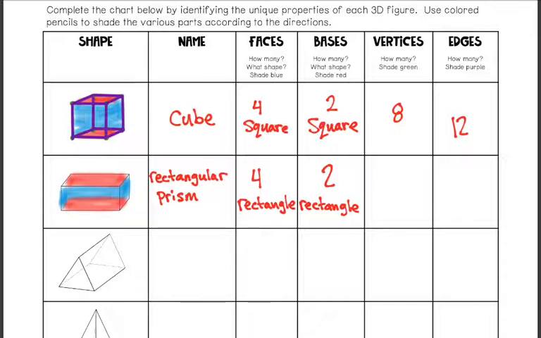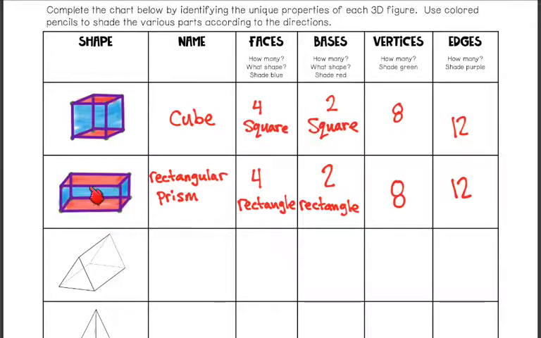And then I go ahead and mark my vertices. So in this case, there are 8 vertices. It's like a squashed cube, so that would be the same number of vertices and also the same number of edges. So I go ahead and draw those in, and now we have a rectangular prism with the faces and bases labeled or colored in.